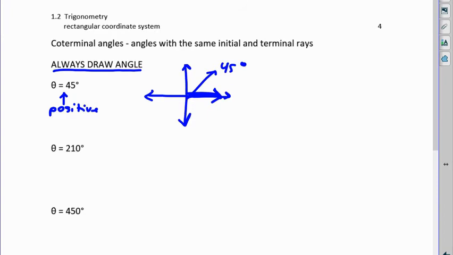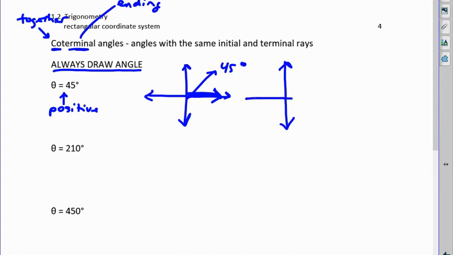Now I want to get another angle that ends in the same place but has a different measurement. And that's what coterminal means. Co is together and terminal is ending. So how can I get another angle?